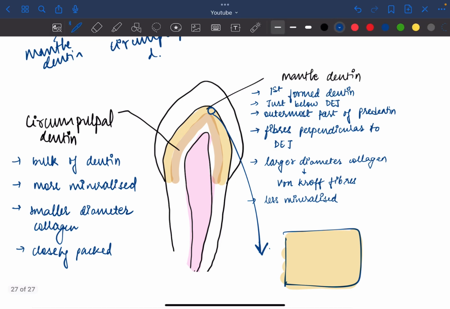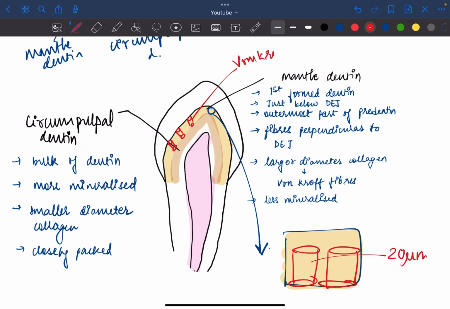Now the fibers that we have here, the collagen fibers, they are of larger diameter. These are approximately 20 nanometer in diameter. So these are larger diameter collagen fibers and they are present perpendicular to the DEJ. The fibers are perpendicular and these fibers are called von Korff fibers.